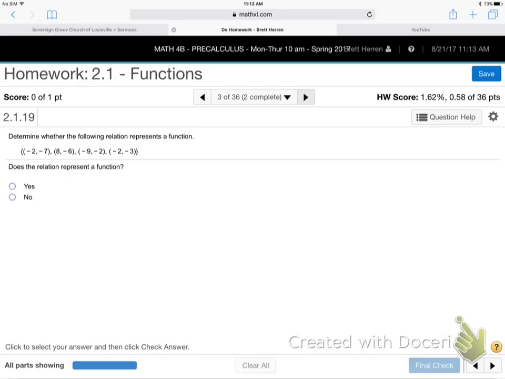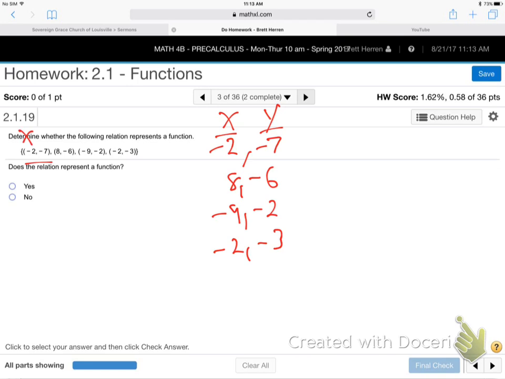Different ways to represent a function. I'm going to list them vertically, it might be easier. -2, -7, 8, -6, -9, -2, -2, -3. You see how these are the x's and these are the y's? It's the same thing as the last one. The arrows are just understood to be there. When they give me a point, -2, -7, you know it's x first, then y. That's something you already know. So it's just a bunch of points.